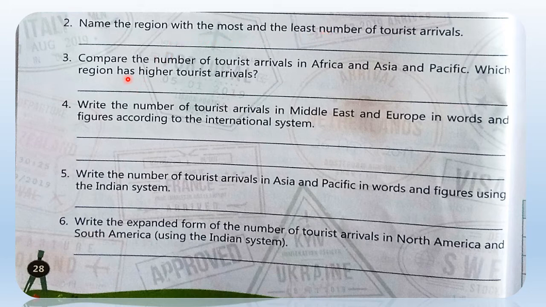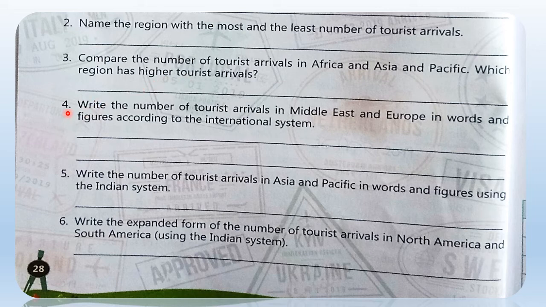Then question number 3, compare the number of tourist arrivals in Africa and Asia and Pacific. Asia and Pacific is one region, Africa is the other region. You have to compare and then say which region has higher tourist arrival. So just by looking at the numbers, number of tourists, you can say which region has more, Africa or Asia and Pacific.